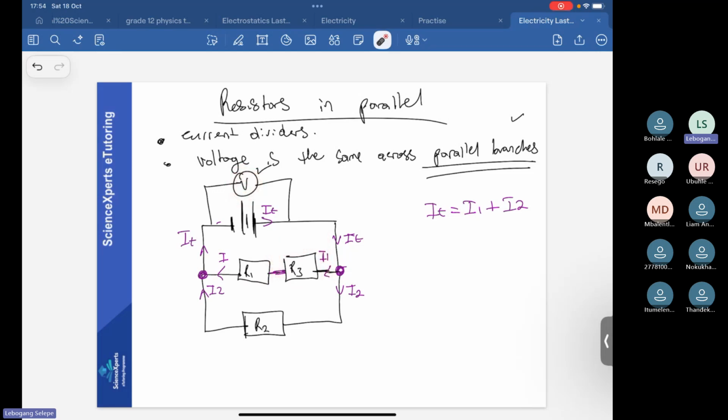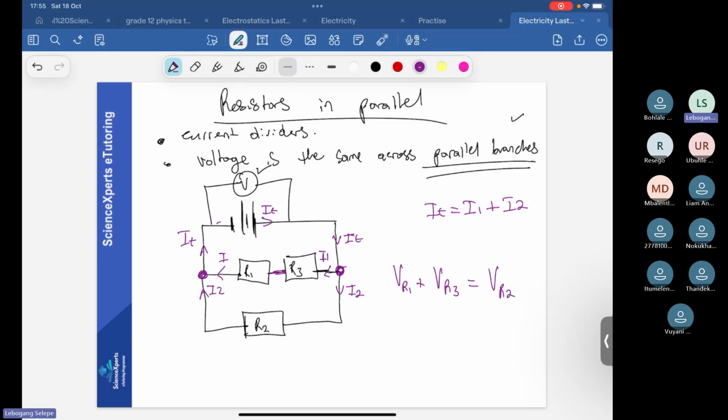But if they put a voltmeter like this to measure the voltage across the entire branch, it would still give us this value, right? So I can say that the voltmeter reading of resistor 1 plus the voltmeter reading of resistor 3 is equal to the voltmeter reading of resistor 2, and it is equal to V, the original. Do you guys agree?